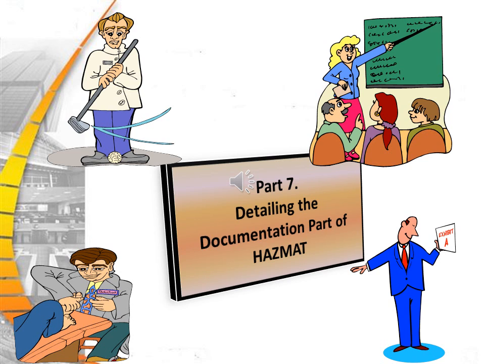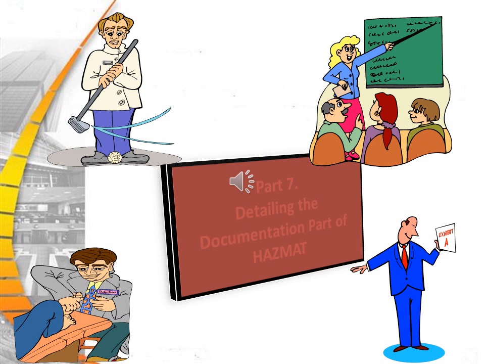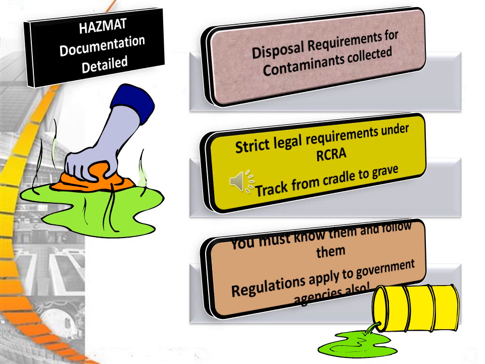Part 7, detailing the documentation part of HAZMAT. Disposal requirements for contaminants collected. The strict legal requirements under RCRA require contaminants to be tracked from cradle to grave, and you must know them and follow them. Regulations apply to government agencies also, you know.